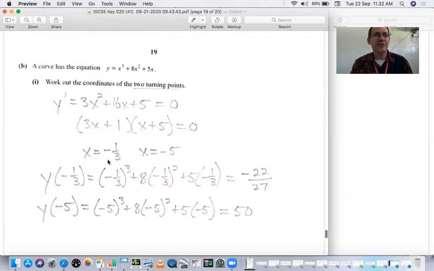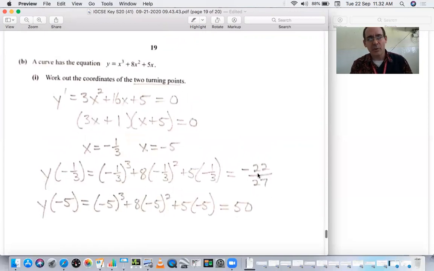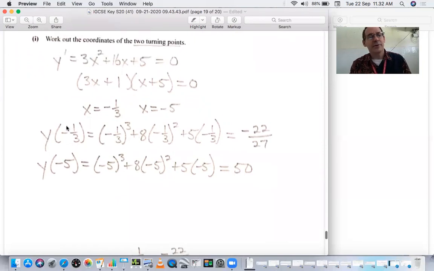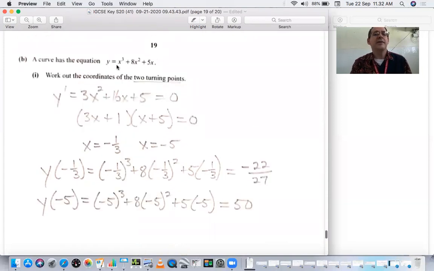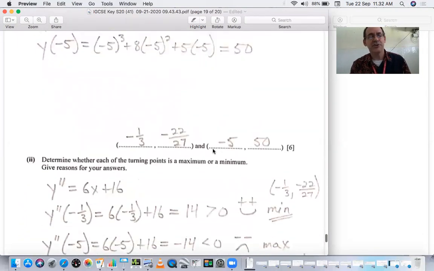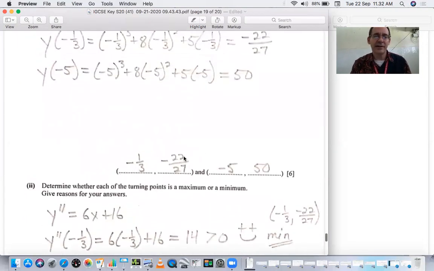Plug those back into the original function so that we can find the corresponding y coordinate. So when you plug in a -1/3, you get -22/27. And when you plug in a -5 into the original equation, the y equals, then you get 50. So our two coordinates are (-1/3, -22/27) and (-5, 50).